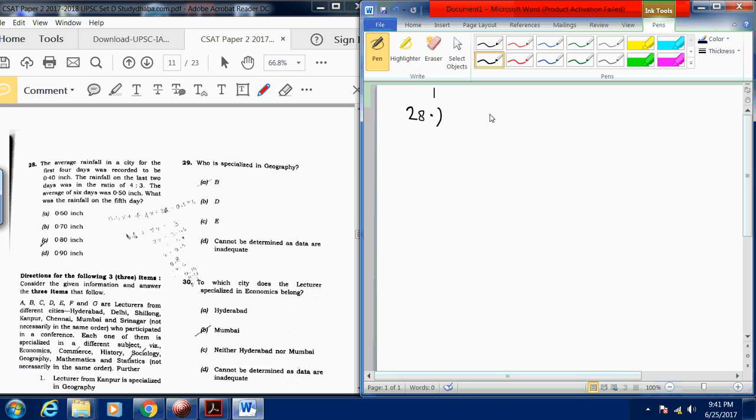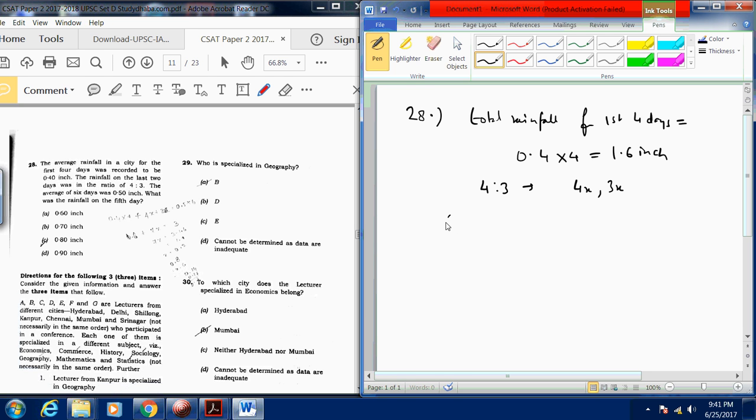So the average rainfall in the city for the first 4 days is 0.4 inch. So the total rainfall for first 4 days will be simply 0.4 into 4. That means 1.6 inch. The rainfall on the last 2 days is in the ratio 4 to 3. So let's take it as 4x and 3x on the last 2 days. So the total rainfall for 6 days will be 1.6 plus 4x plus 3x, that is 7x.